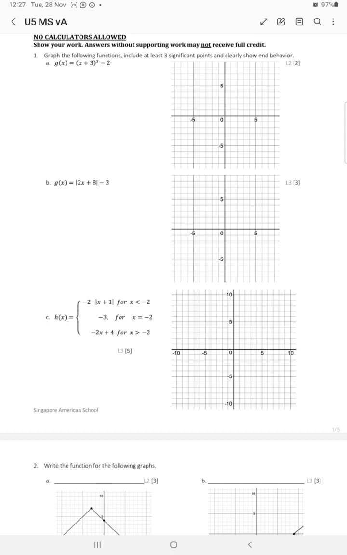Okay. So the first question is: graph the following functions including at least three significant points and clearly show end behavior. So this is a function and we need to graph it. Do it on your own and then check the results later. Okay, so let's draw the graph.